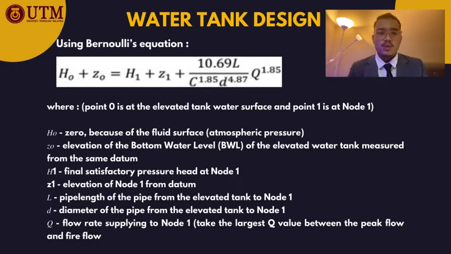Next, we move to the water tank design. In this project, we use the Bernoulli equation. Here is the equation, where H0 is equal to 0 because of the fluid surface. Z0 is the elevation of the bottom water level. H1 is the final satisfactory pressure head at node 1. Z1 is the elevation of node 1 from datum. L is the pipe length. D is the diameter of the pipe. Q is the flow rate supplying to node 1.